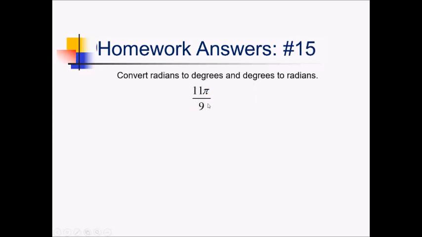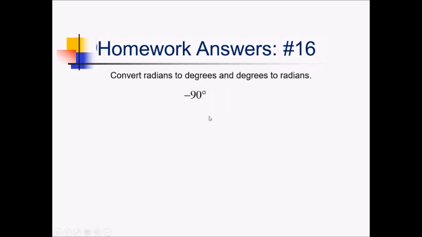For this problem, we have something in radians that we want to convert to degrees. So I'll multiply by 180 degrees over pi. Pi's are going to cancel. And then 180 over 9, that's going to reduce to 20. So we've got 11 times 20, and that's going to be 220 degrees.